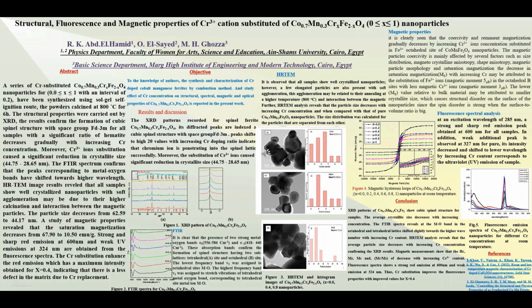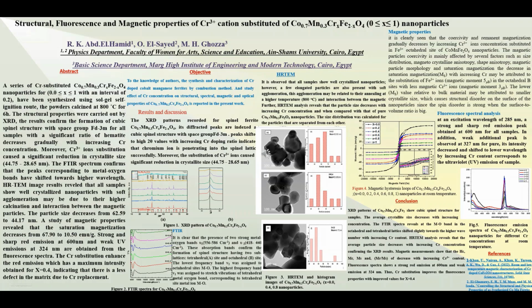The FTIR spectrum confirms the formation of peaks corresponding to the metal-oxygen bond, which shifted to higher wavelengths. From the high resolution transmission electron microscope results, it is clear that all samples crystallize in nanoparticles with soft agglomeration, maybe due to the higher calcination temperature and magnetic particles. It is also observed that the particle size decreased from 62.5 to 44.17 nanometers, which is in good accordance with the XRD result.